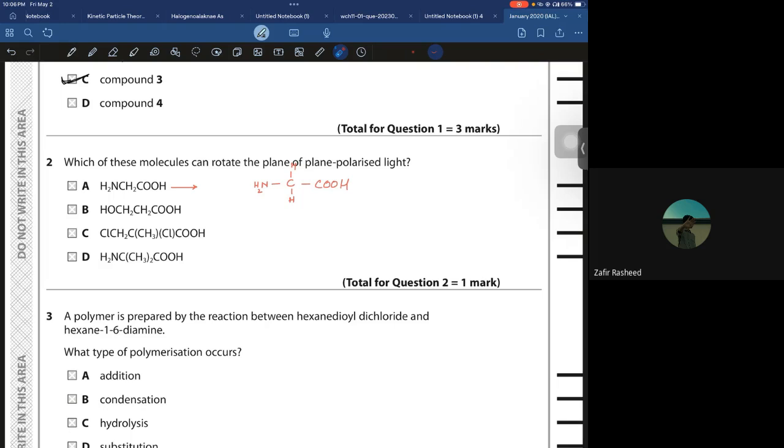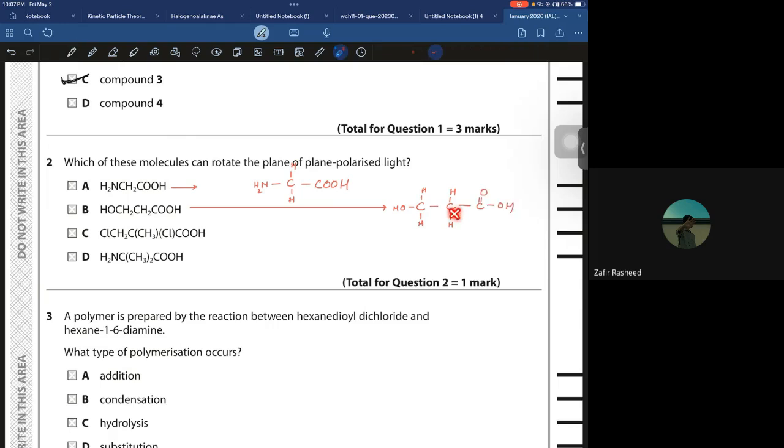And this one, CH2OH, CH2, and then C double bond OOH.